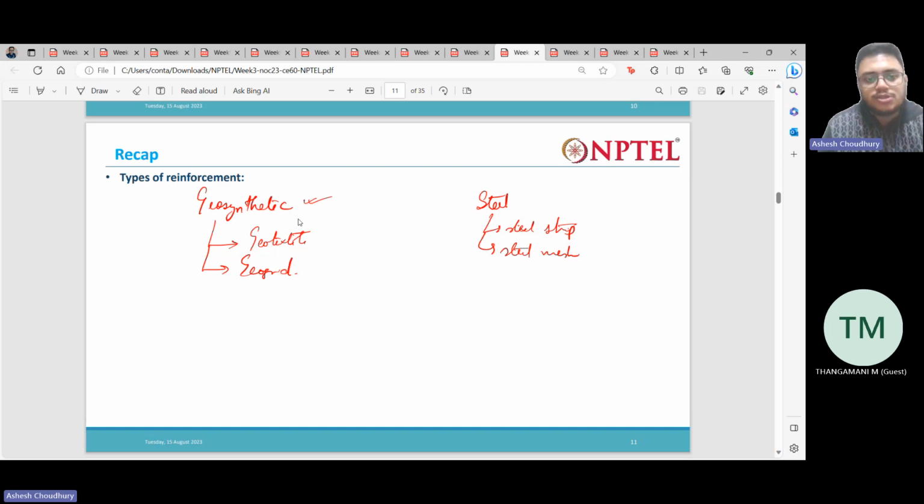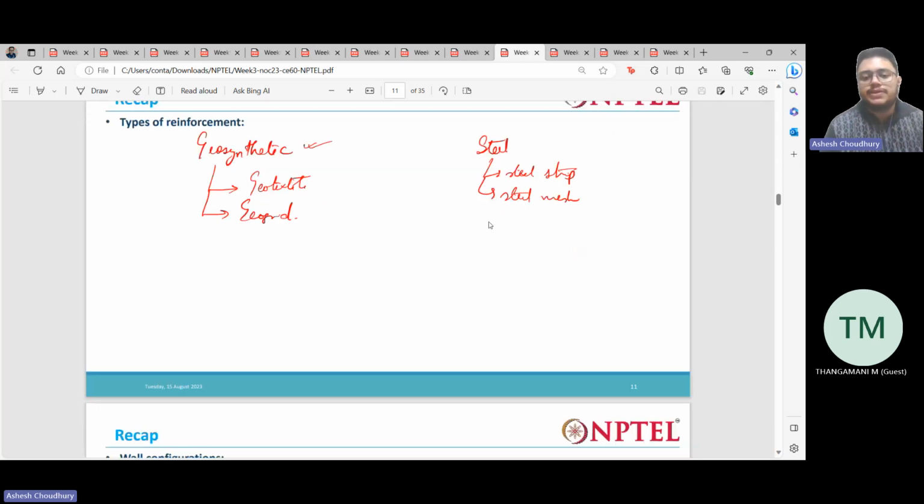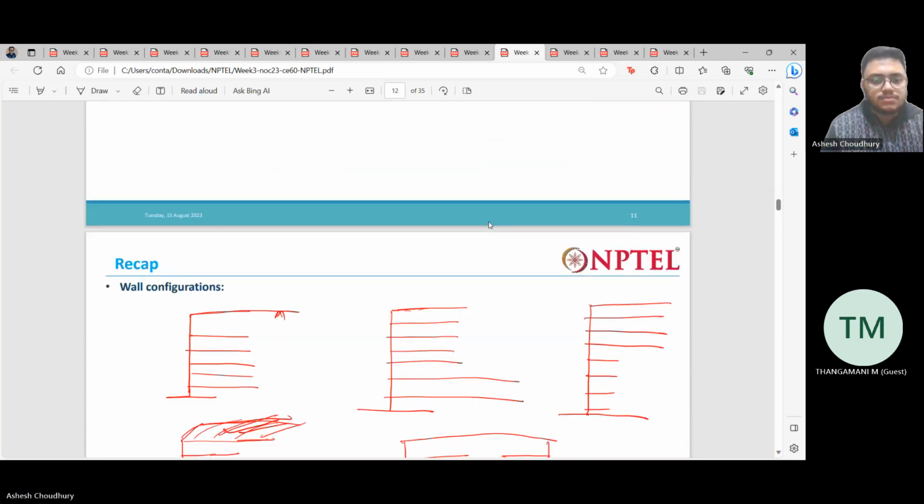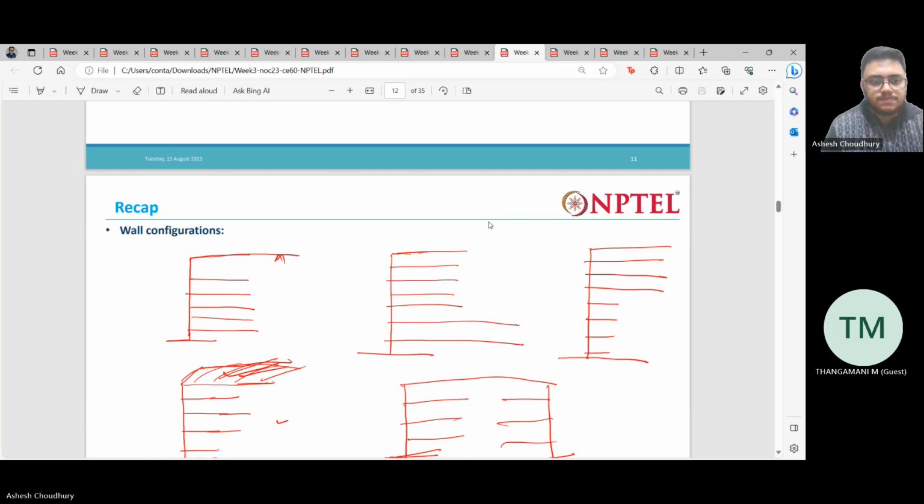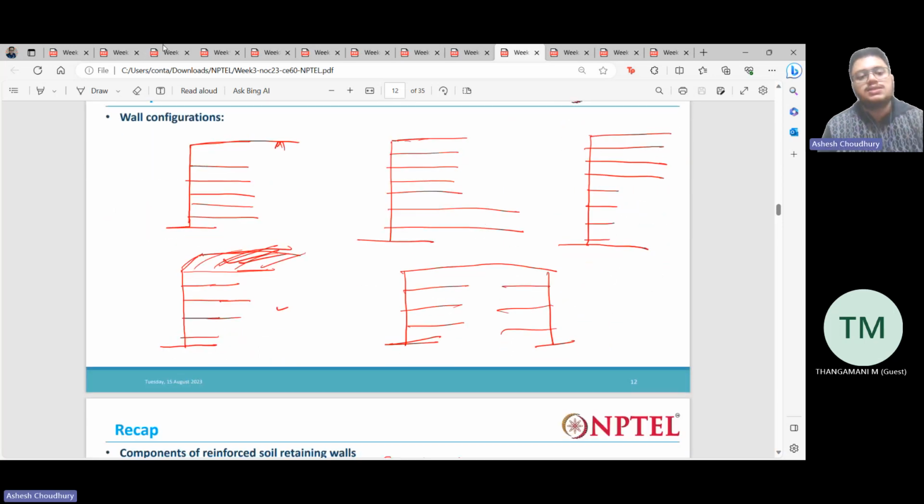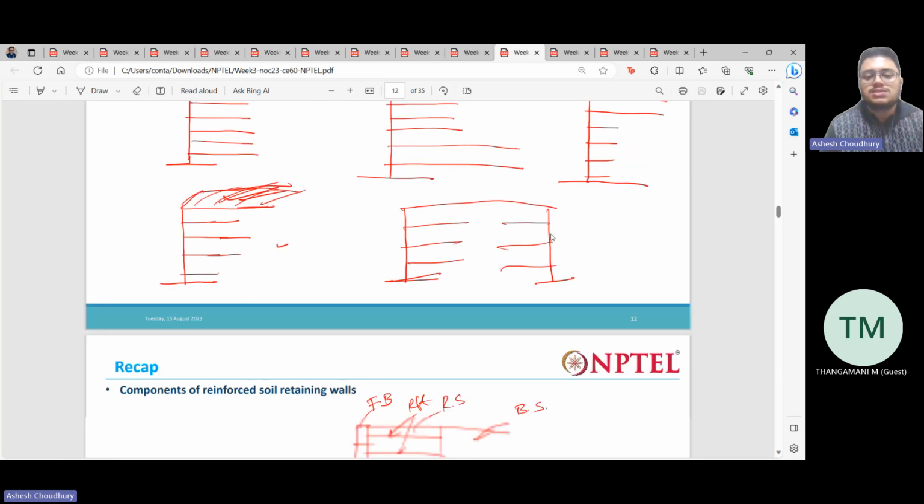Next, the main types of reinforcement. For geosynthetic reinforcement, we have geotextile and geogrid. Then for steel reinforcement, we have steel strip and steel mesh. So these are the various wall configurations that we can have: uniform reinforcement length, different reinforcement length, then back-to-back walls. All these are possible.